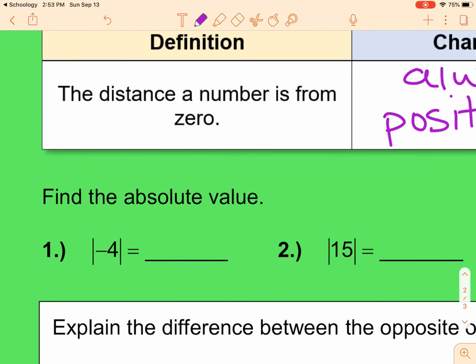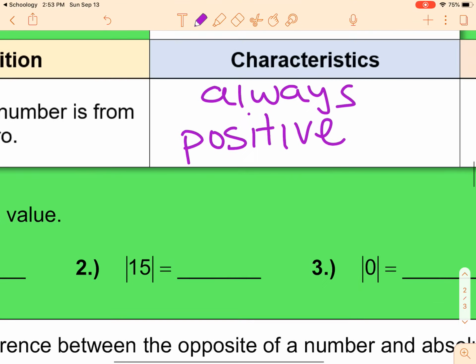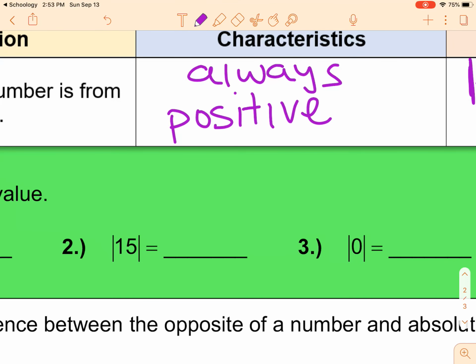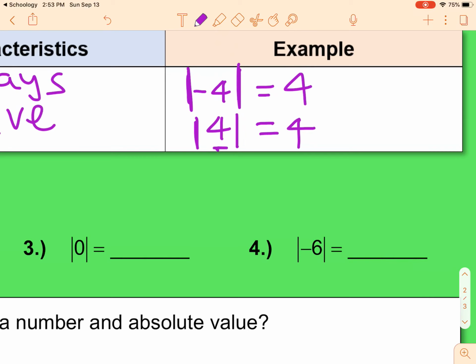Alright, so let's find the absolute value of these numbers. We're trying to find the absolute value of -4. The absolute value is going to change that to positive, so our answer is just 4. Looking at number 2, the absolute value of 15. Again, it's going to keep it positive, so it's just 15. Number 3, the absolute value of 0. 0 is neither positive nor negative, so it just stays 0. And then the last one, the absolute value of -6. Absolute value changes it to positive, so it becomes a 6.